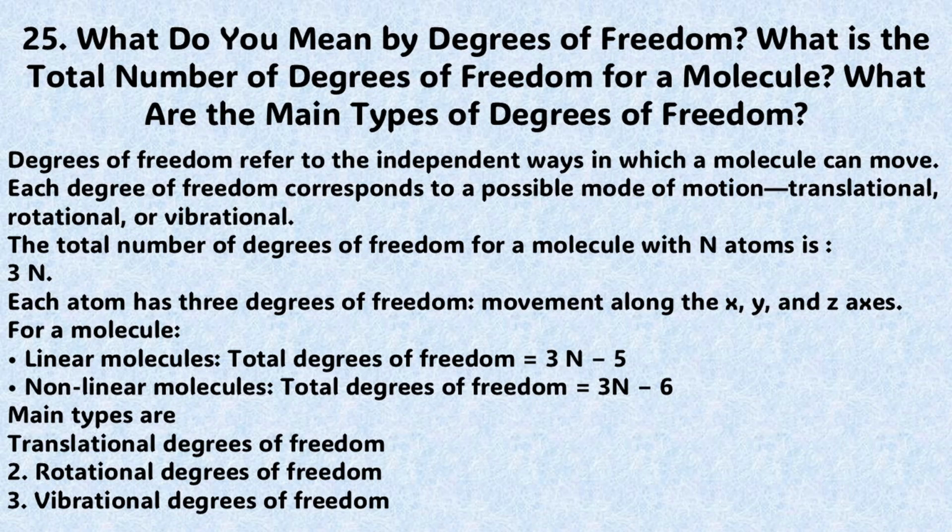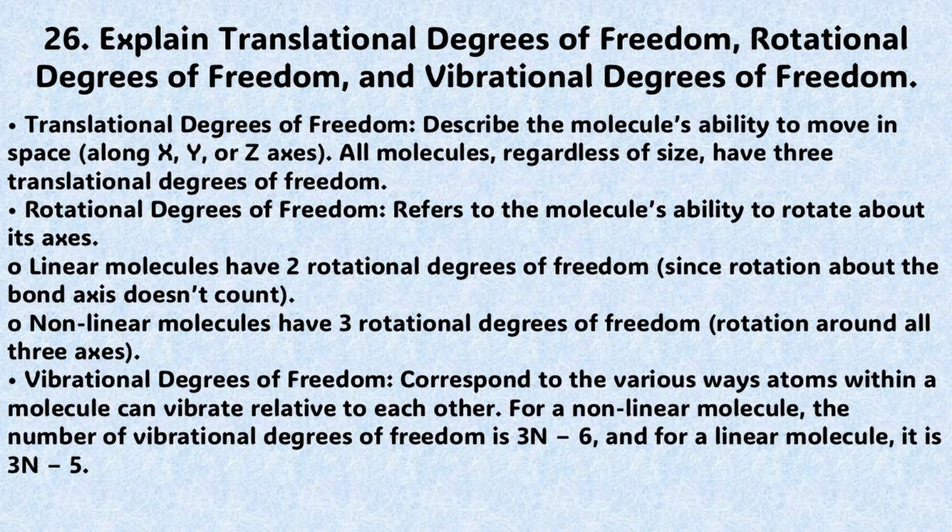Main types: translational degrees of freedom, movement of the entire molecule in x, y, or z directions, 3 degrees of freedom. Rotational degrees of freedom, rotation of the molecule around its axis, 2 for linear molecules, 3 for nonlinear molecules. Vibrational degrees of freedom, internal vibrations of the atoms within the molecule, calculated by subtracting translational and rotational degrees of freedom from the total.